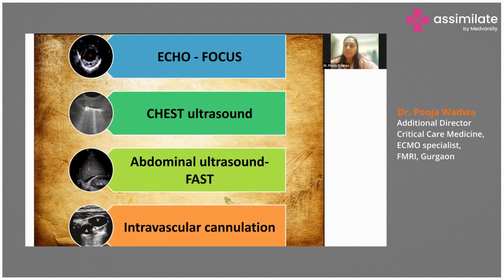So, how can ultrasound be used in an ICU? We can do an echo in the form of a focused examination, not the detailed echo a cardiologist can do, but a short one which is useful for monitoring and diagnosing the patient. Then there is ultrasound of the chest, and abdominal ultrasound as FAST, so that you can identify bleeding and hemoperitoneum fast and do something about it.